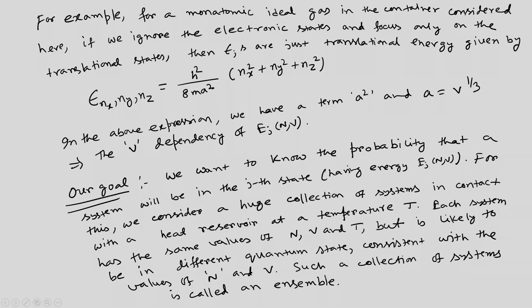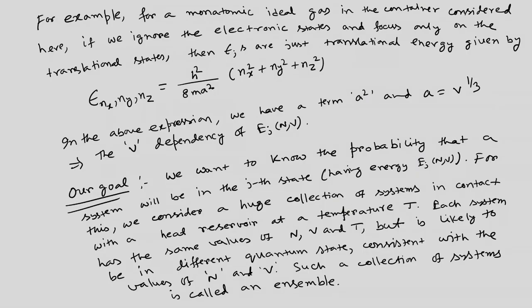Okay, so for this, actually, what is our goal? Our goal is to know the probability that a system will be in the jth state having energy Ej. For this, what we consider? We consider a huge collection of systems in contact with a heat reservoir at a temperature T. Each system in that collection has the same values of N, V and T, but is likely to be in different quantum state consistent with the values of N and V. Such a collection of systems is called an ensemble.